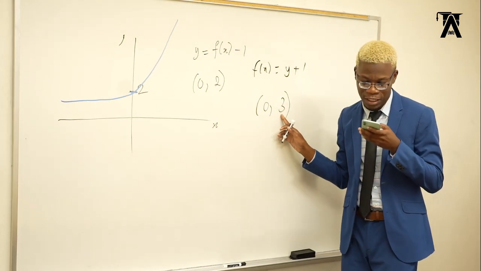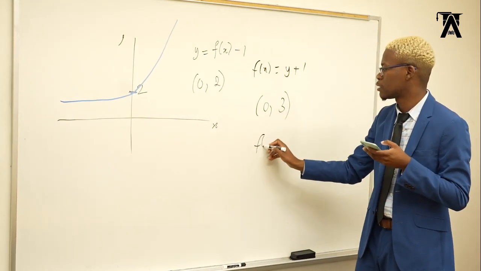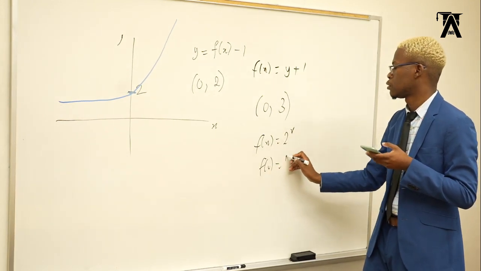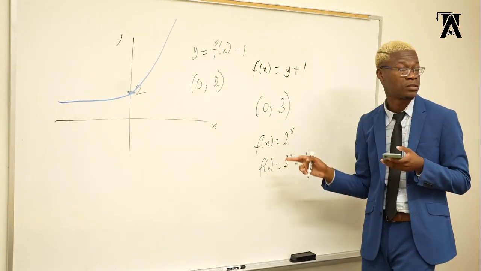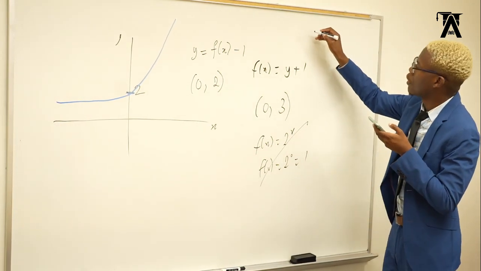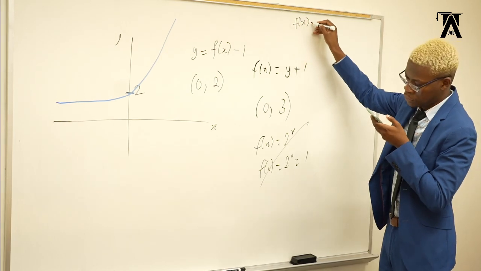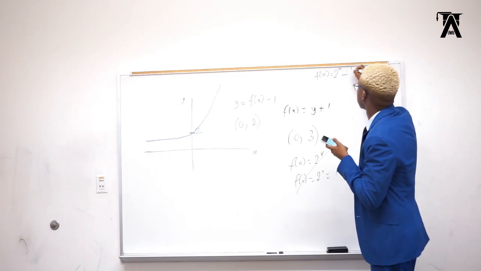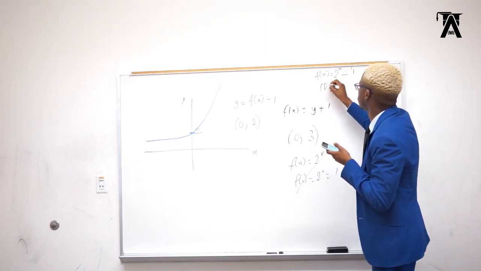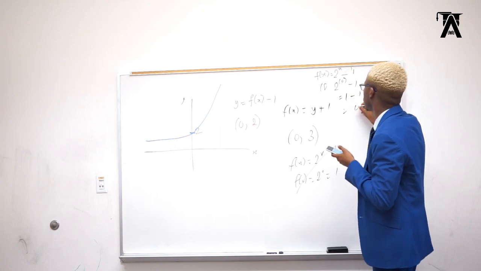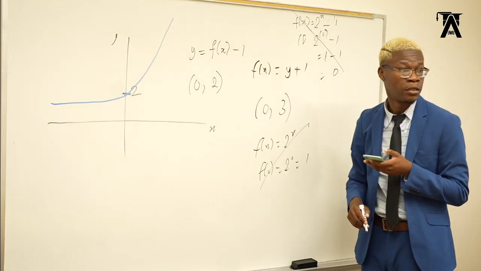All right, so let's start from option A. f of x equals 2 to the power of x. So if we put 0 here, this becomes 1. That's not this one, right? Now let's go to f of x equals 2 to the power of x minus 1. If x is 0, this becomes 2 to the power of 0 minus 1, which is 1 minus 1, which is 0. That's not this one.